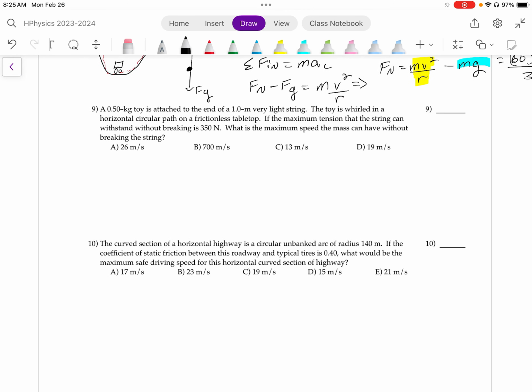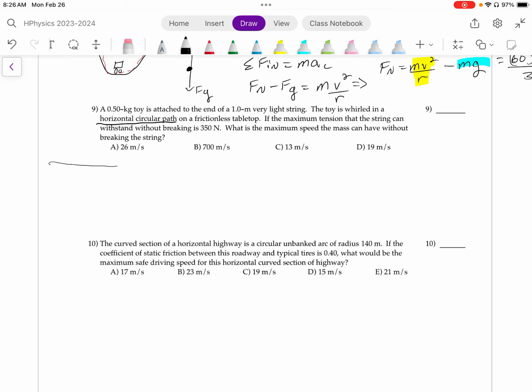A toy is attached to the end of a 1 meter very light string, so we're going to ignore the mass of the string. The toy is whirled in a horizontal circular path. Very important, it changes the free body diagram if it's a vertical circle versus horizontal, on a frictionless tabletop. So I'll draw a picture of what that looks like. If the maximum tension the string can withstand without breaking is 350 newtons, what is the maximum speed the mass can have without breaking the string?